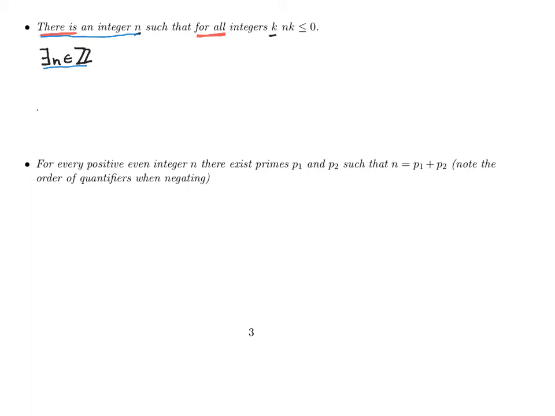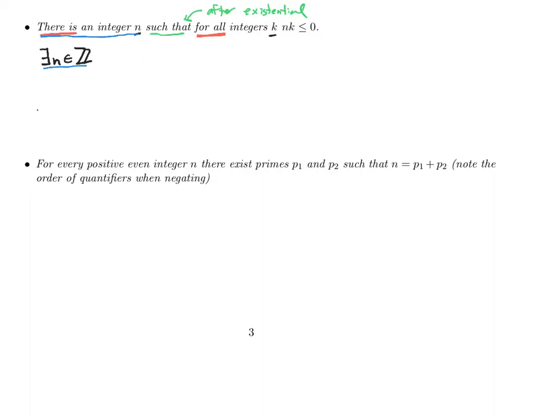The usual rule is that this expression, "such that," usually comes after existential quantifiers. So there is an integer n such that, and now we're going to have our second quantifier, for all integers n.